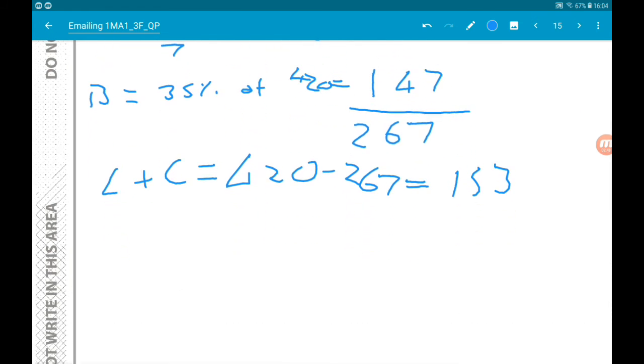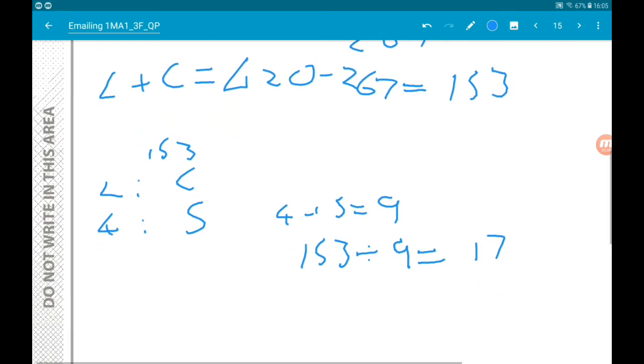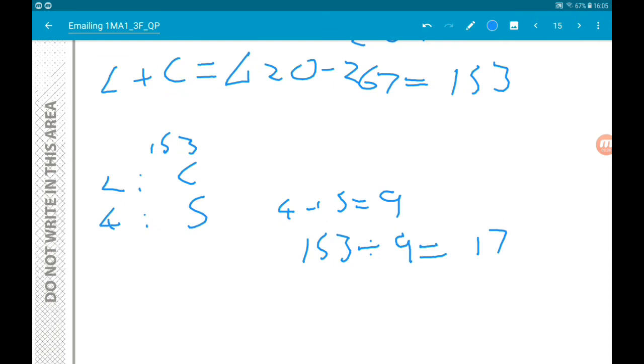So we then want to split 153 in the ratio 4 to 5. So every one lot of that ratio is worth 9 cakes. We then want to know how many lots of that ratio are in 153. So 153 divided by 9, and that is 17. So there are 17 lots of that ratio, which means there is 17 times 4 lemon cakes. And that is going to give us 68. Boom.